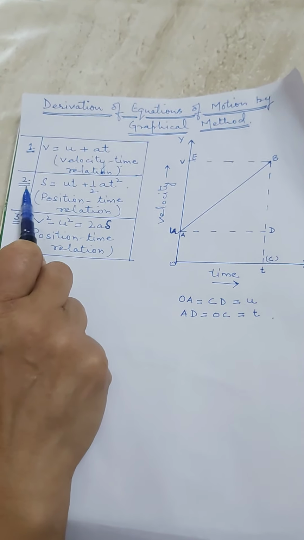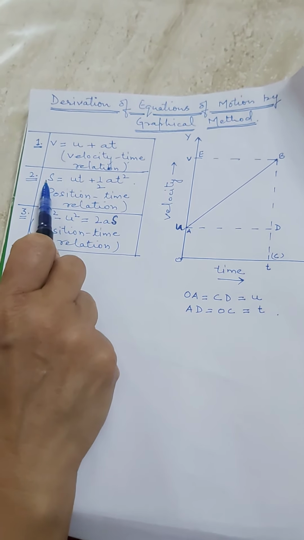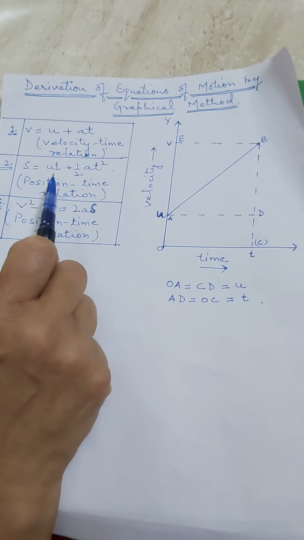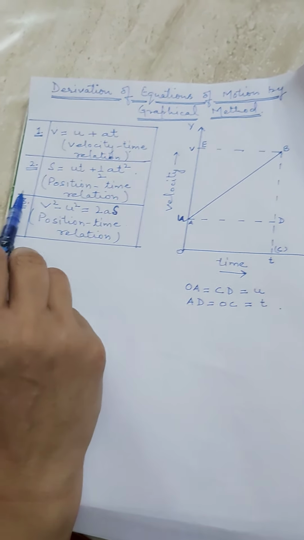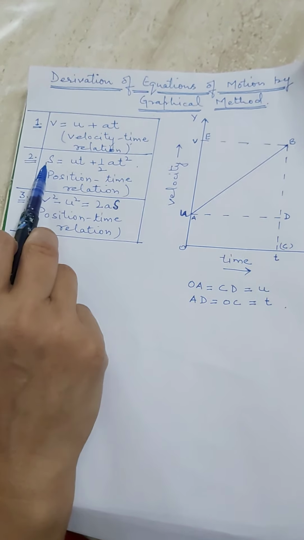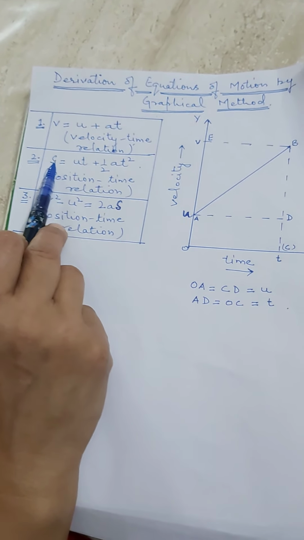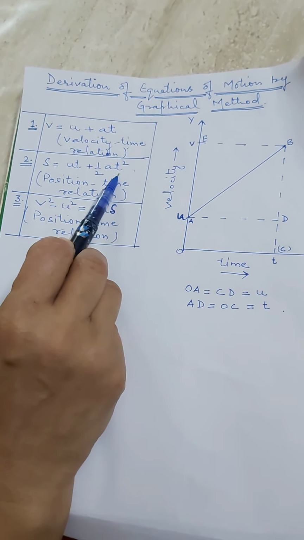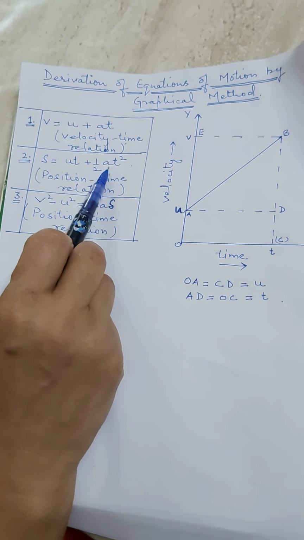And second equation of motion is s is equal to ut plus half at square. Here s is position, distance. Now in the questions we did earlier, we used small s, that was speed. Now here it is capital S, it is distance. So don't get confused with small s and capital S. Capital S is distance, so it is also known as distance or position time relation, as it has distance in it and time in it. S is equal to ut plus half at square.